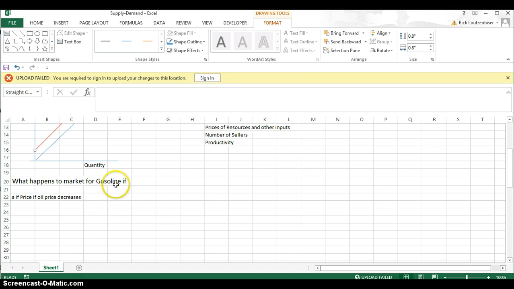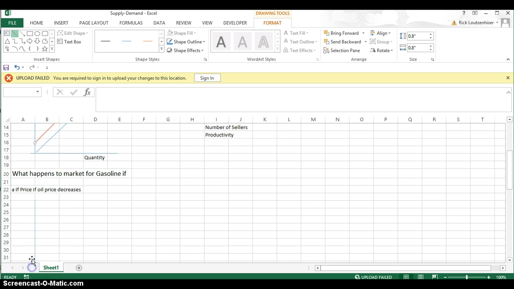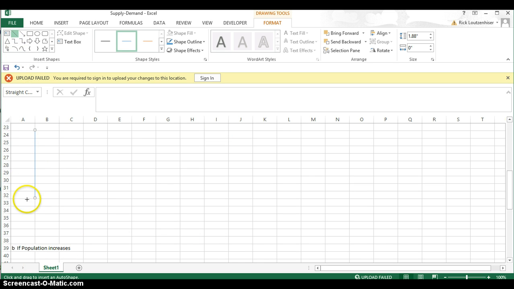So it would look something like this. I do the line, and I hit the shift key, pull it down, get another line, hold the shift key, left click, pull it over, and what I have is my original demand, my original supply. Let's put those on there. They'll be the blue lines. The original demand is here. The original supply would be here.